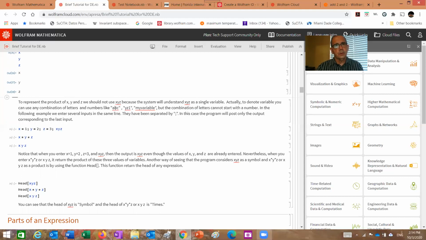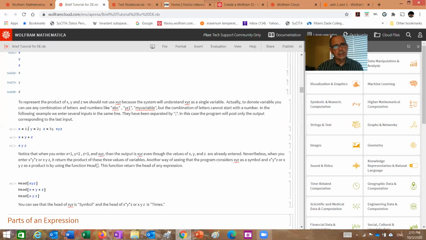Okay, so examples of variables are a, b, c, or yz1, or my variable. So these are combinations of letters and numbers, but they can never start with a number, because when they start with a number, the system considers that this is a multiplication of that number by what follows after the number. And then this is an example here.